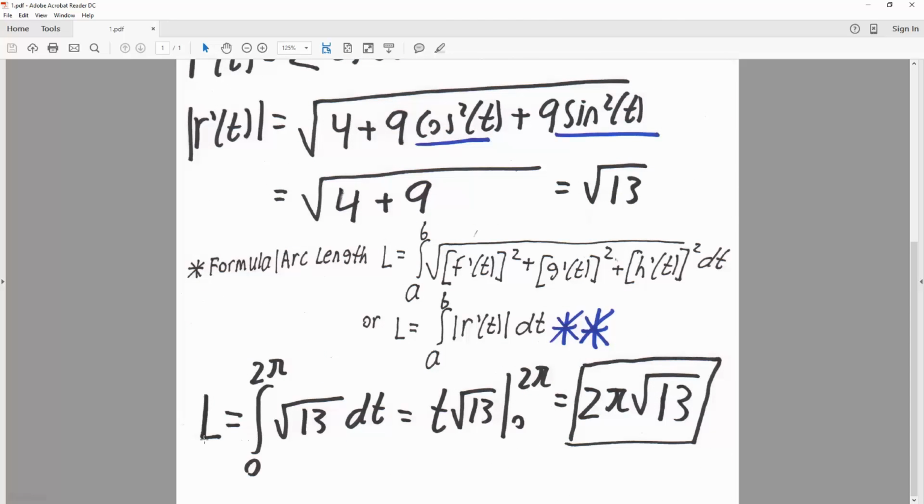So we're almost there. The arc length would equal the integral from 0 to 2π of the square root of 13 dt, and now we simply take the integral of it. The integral of the square root of 13 would simply be t times the square root of 13, and now we insert our 2π. So our final answer would be 2π square root of 13, and that's all we need to do.